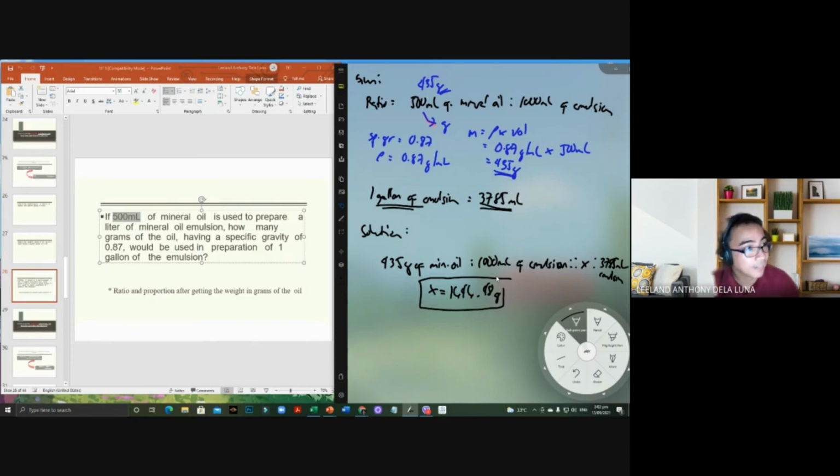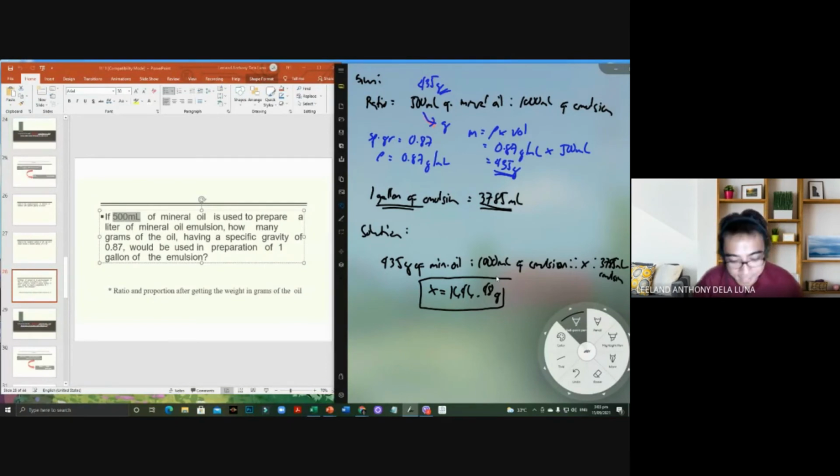So are we clear? Very good. Okay, nagets ba class kung paano natin ginamit ito? Paano natin nagamit ang ating specific gravity class to compute for such problems? Okay? Kaya dito talaga class papasok ang skills nyo sa ratio and proportion.